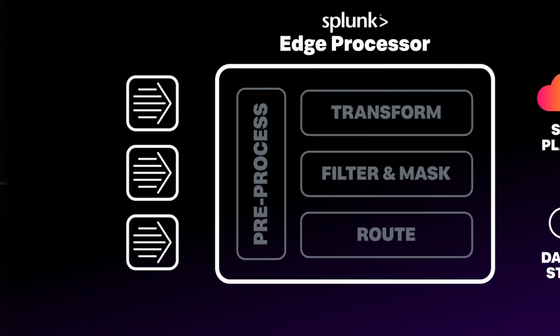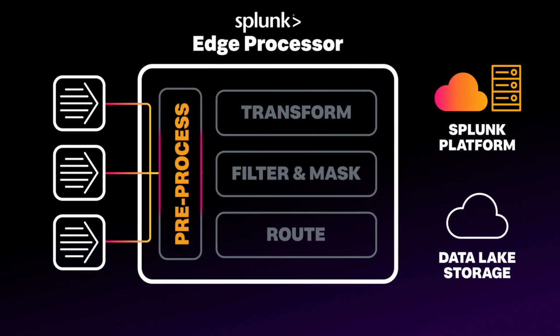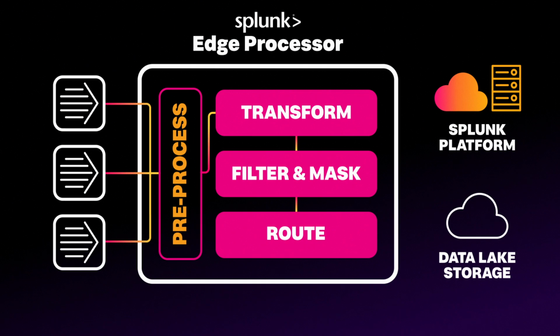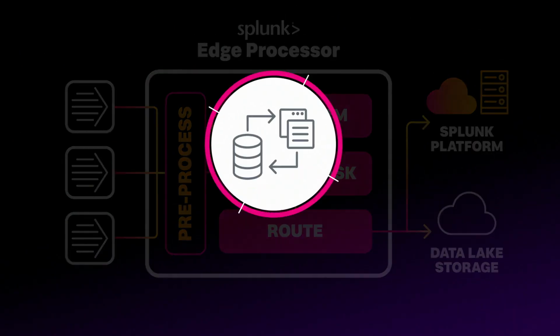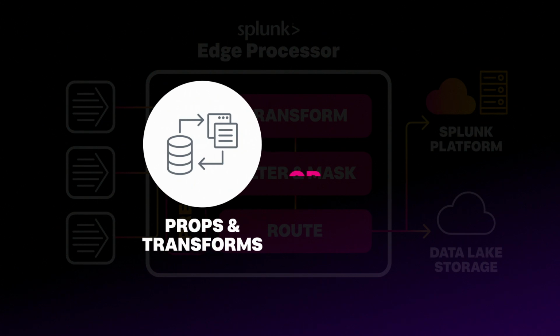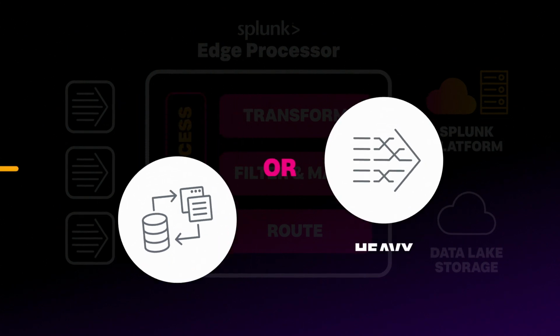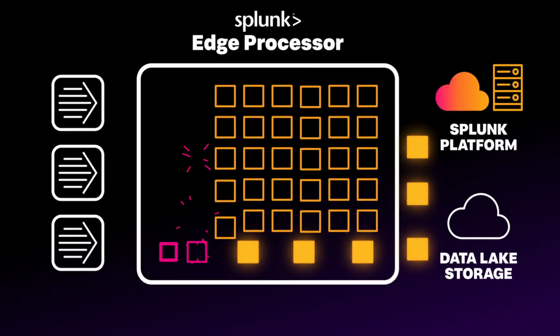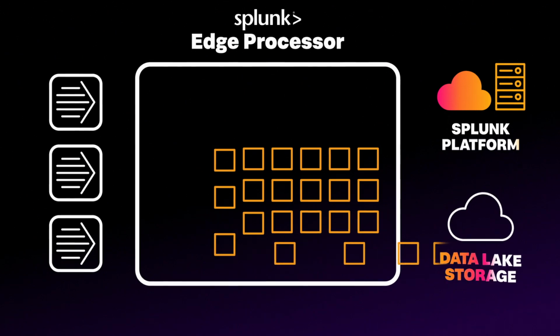Edge Processor employs a new pipeline authoring experience, where SPL2 commands are used to transform and control data. So, instead of using props and transforms or a heavy forwarder, SPL2 lets you use one common language to both search and transform your data.